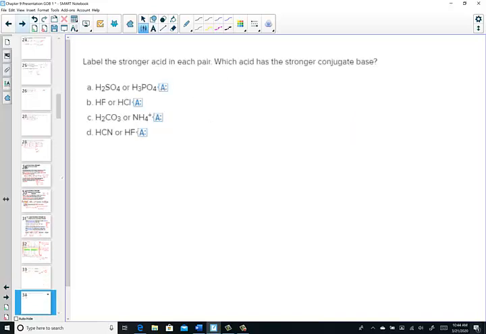So what is the stronger acid in each pair? Which acid has the stronger conjugate base? Pause your video and use your test-taking tool page and see if you can come back when ready and check your work. Pause, give yourself think time, and come back.